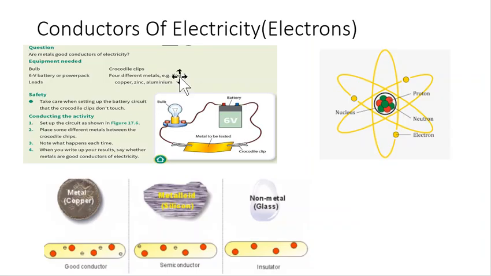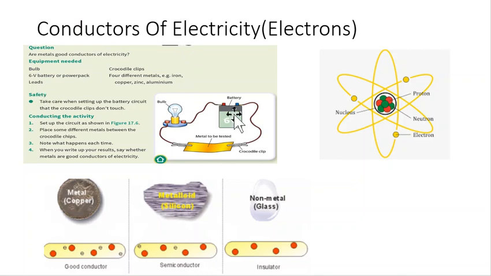Okay, so this is the procedure that you're going to follow to carry out the investigation. So, are metals good conductors of electricity? That's the main method, that's what it's about. But you can modify this, because you're not only going to look at good conductors, you're also going to look at other materials as well and see if they help to conduct electricity.